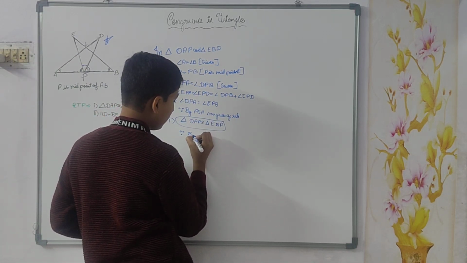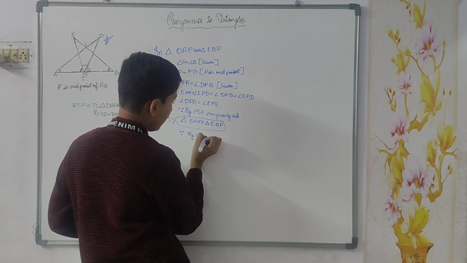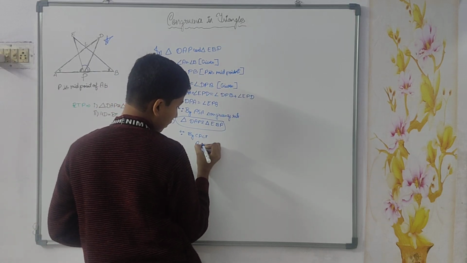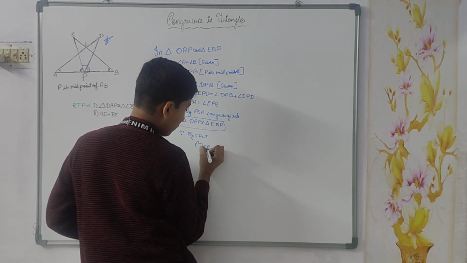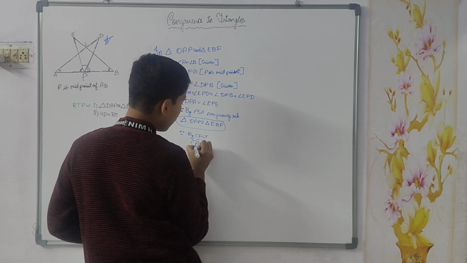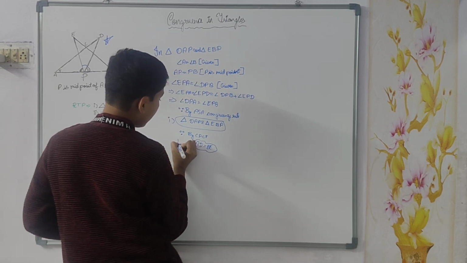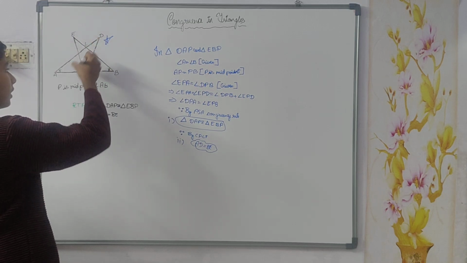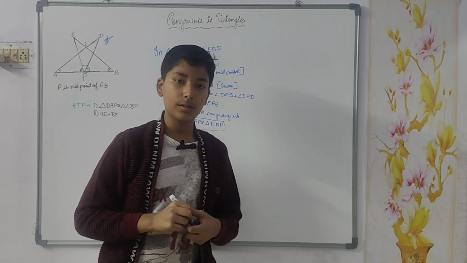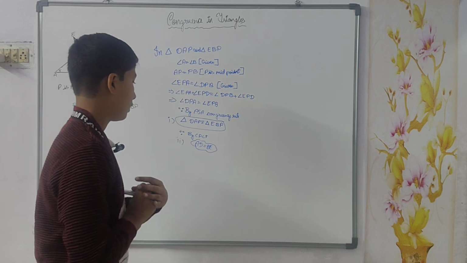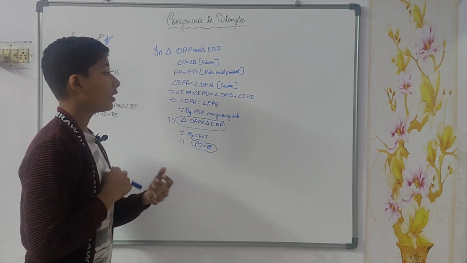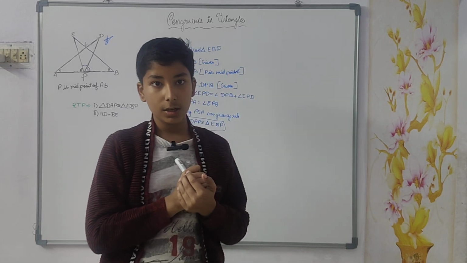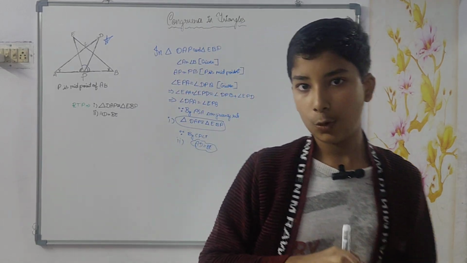By CPCT, AD equal to BE, because I have told you in the last one that these two sides will overlap each other if we overlap these triangles, because these are congruent. Now let's come to our next question, which is the most important question of class 9th.